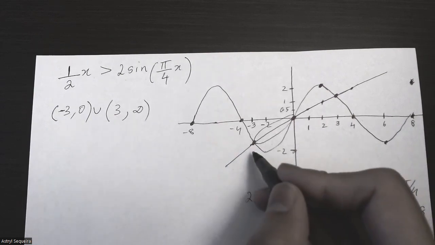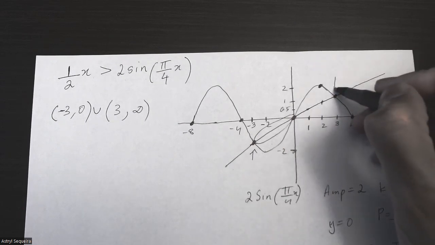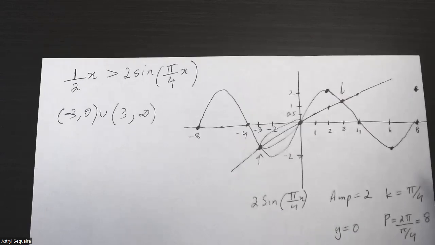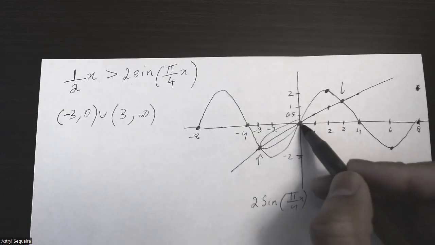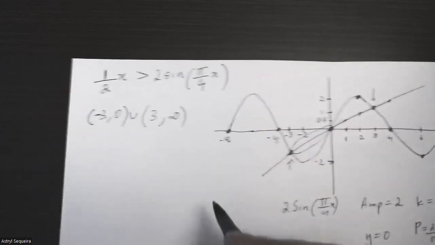Okay, so we need to find this point of intersection right over here and this point of intersection right over here a bit more accurately. We know this for sure is 0, 0 because both of these functions pass through the origin. So we just need to find these 2 points a bit more accurately.